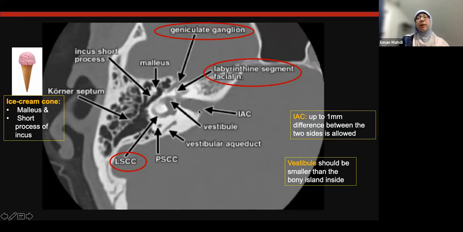And then you have the internal auditory canal, and again, for reference, up to 1 millimeter difference between the two sides is acceptable. More than 1 millimeter, then you would think there could be an abnormality in one of the internal auditory canals. And we know the cochlear nerve goes to the cochlea, and then we have the facial nerve with the labyrinthine segment to the geniculate segment, and then the tympanic segment.